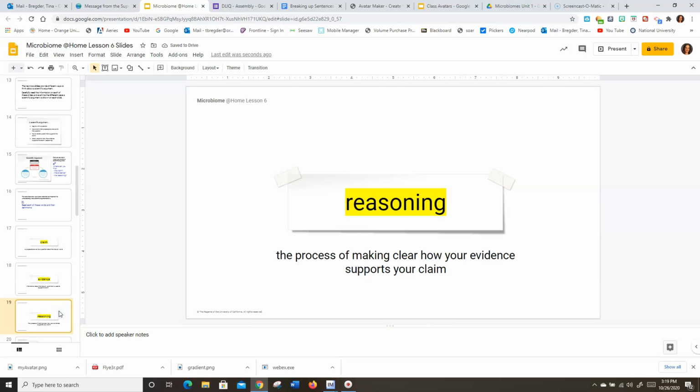And last one is reasoning. The process of making clear how your evidence supports your claim. So how do they relate together? The process of making clear how your evidence supports your claim.